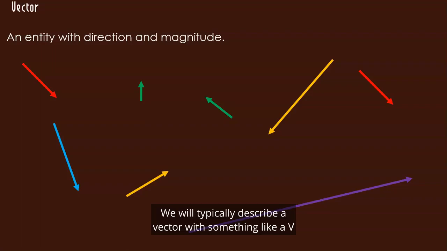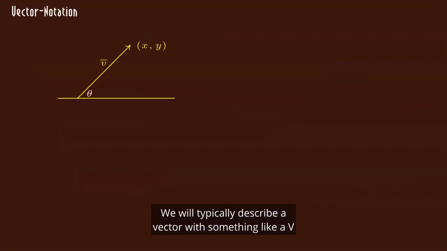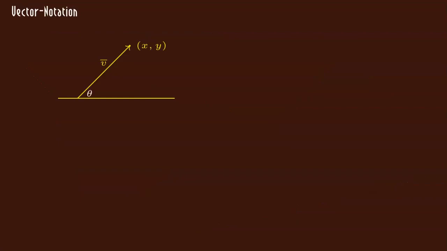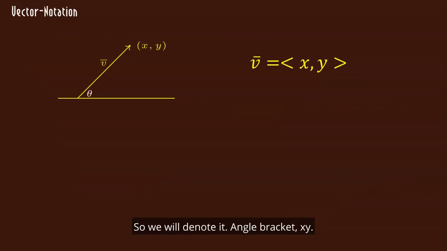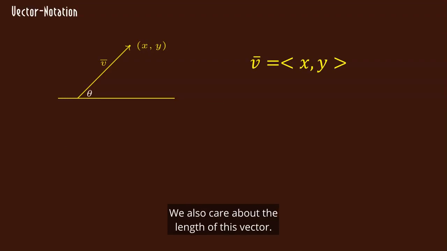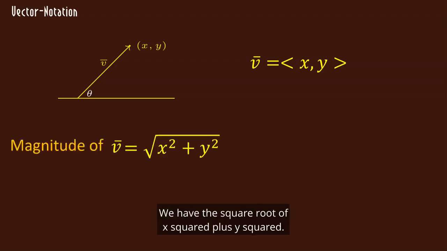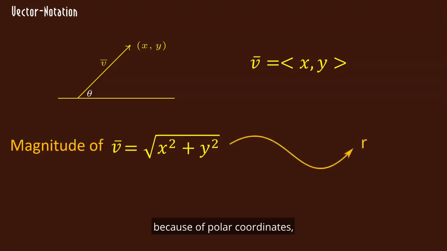We will typically describe a vector with something like a v or u or w with a line over it. V is the vector that goes x over and y up, so we will denote it angle bracket x, y. The angle between a horizontal and the vector is known as its direction. We also care about the length of this vector. To find the length, we just use the Pythagorean theorem. We have the square root of x squared plus y squared. This length will also sometimes be called r because of polar coordinates, which we don't care about right now.